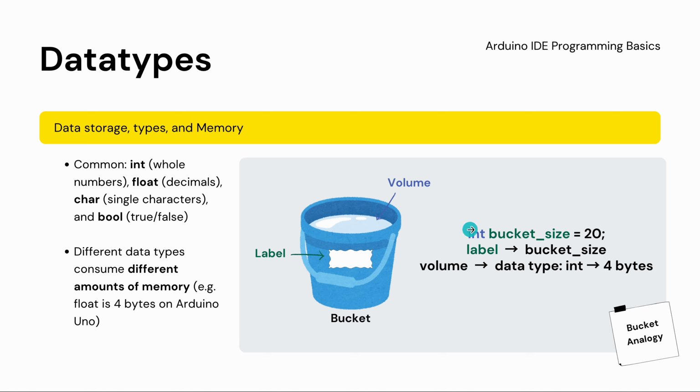So when you're creating a variable, you first start with your data type, which in this case is int. This specifies how much memory is being allocated to this specific variable, which, if you think about it, means how much you can store, right? It's the volume. So we have our int, our name, our bucket size, or a label, and then we're assigning the value of 20. This is completely arbitrary. This is just an example, but just so you get the idea. So here we have label is equal to bucket size and volume is equal to the data type. And in this case, int would be equal to 4 bytes. Okay.